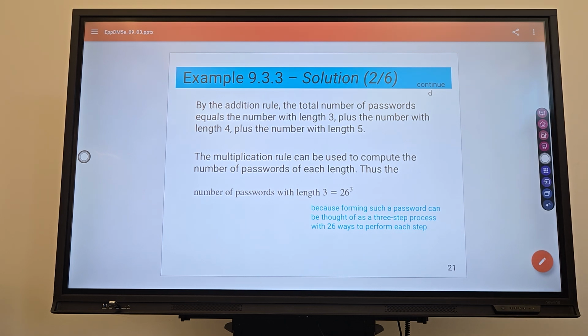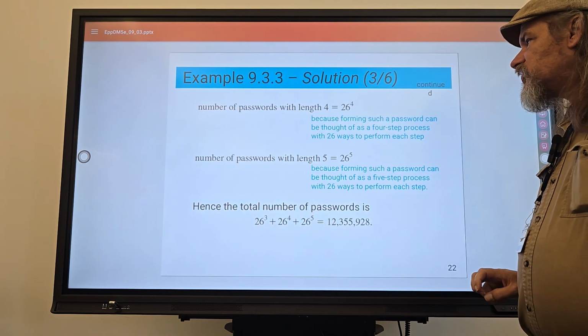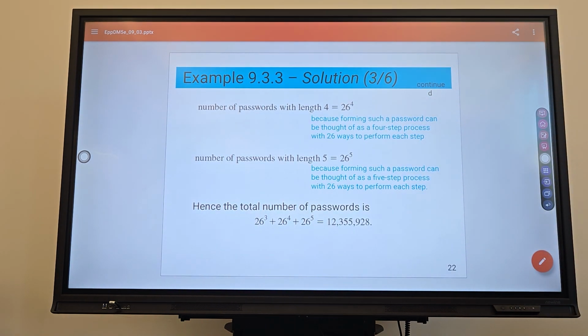26 to the 3rd power for passwords with length 3. 26 to the 4th power for passwords with length 4. And 26 to the 5th power for passwords with length 5. Hence, the total number of passwords is 26 to the 3rd plus 26 to the 4th plus 26 to the 5th, which equals a little over 12.3 million passwords.